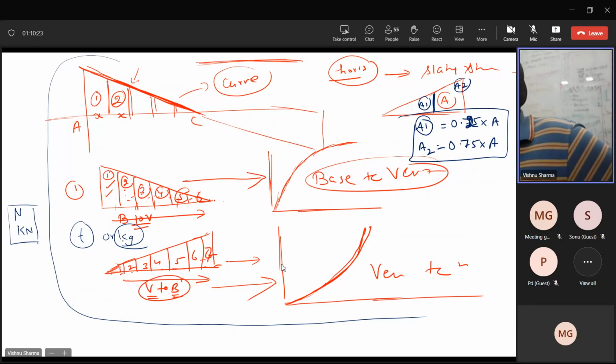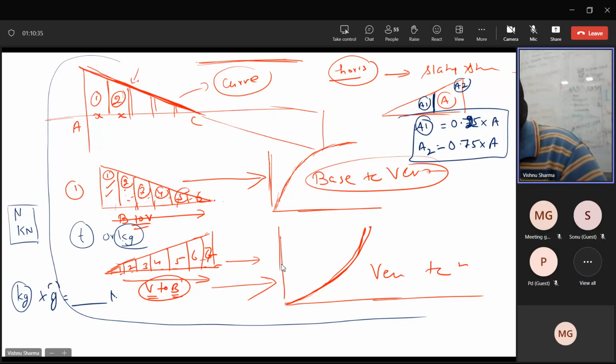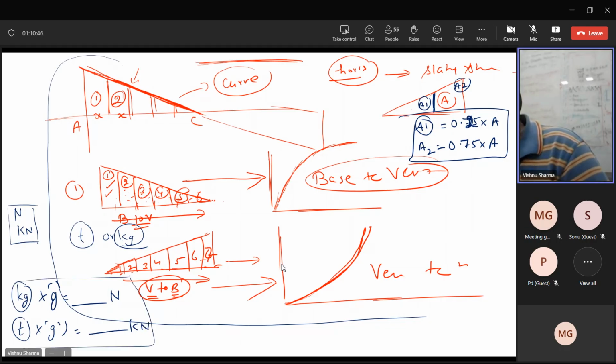Now, these can be converted into Newton and kilonewton by multiplying by G. When you multiply weight in kg by acceleration due to gravity, it will convert to Newton. When you multiply weight in tons with G, it will convert to kilonewton. Okay. Should we convert every time?